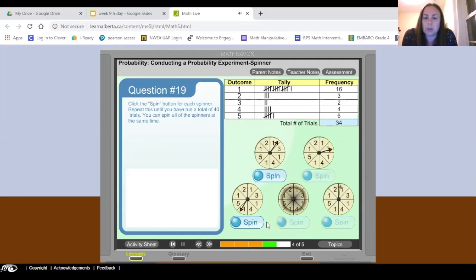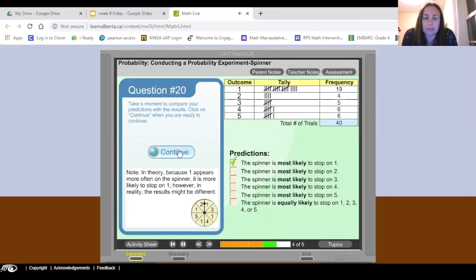Getting all the spinners. Okay, so let's look. 19 times for 1. 2 has been spun 4 times, 3 has been spun 5 times, and 4 and 5 have both been spun 6 times. So they're pretty close to being equal. And 1 was definitely spun the most.